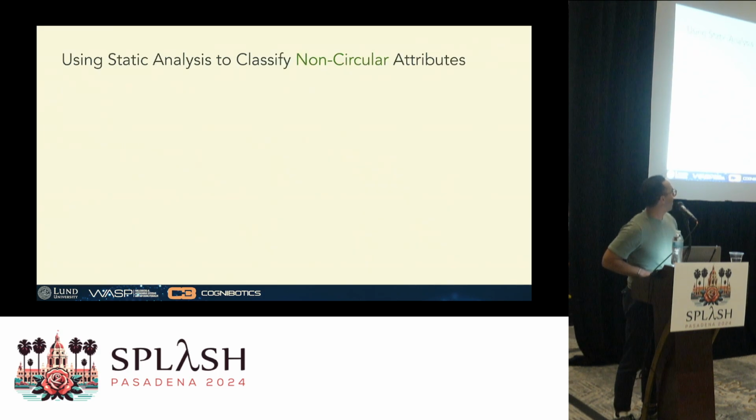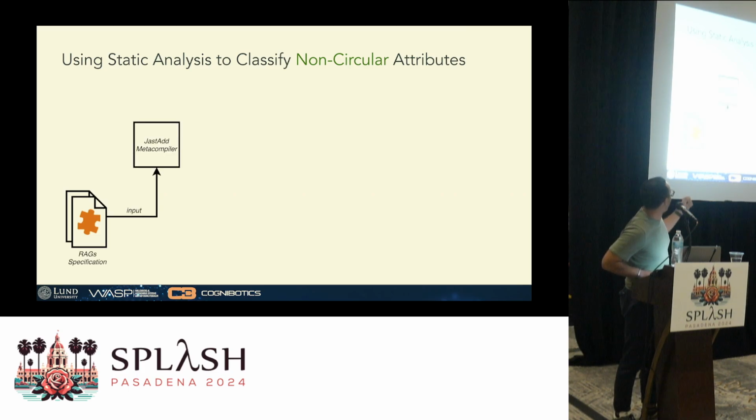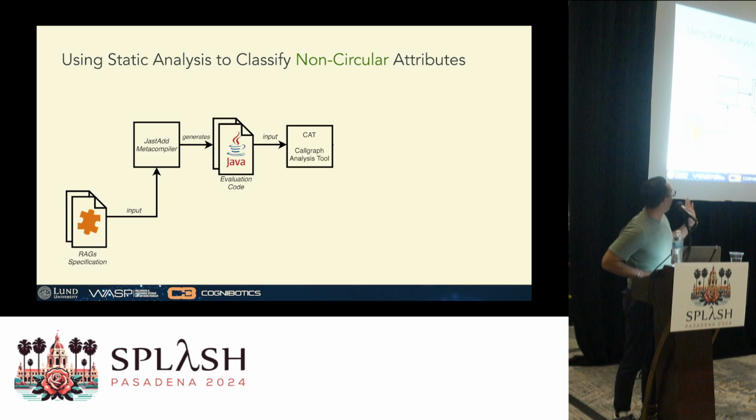And I will give you an overview of the pipeline. So we start again with our reference attribute grammar specification. We pass it to the JastAdd meta compiler that will generate the evaluation code. And so far, those are the same steps that we would do normally. Then we take an extra step. We pass the evaluation code to the CAT tool, which is the call graph analysis tool.